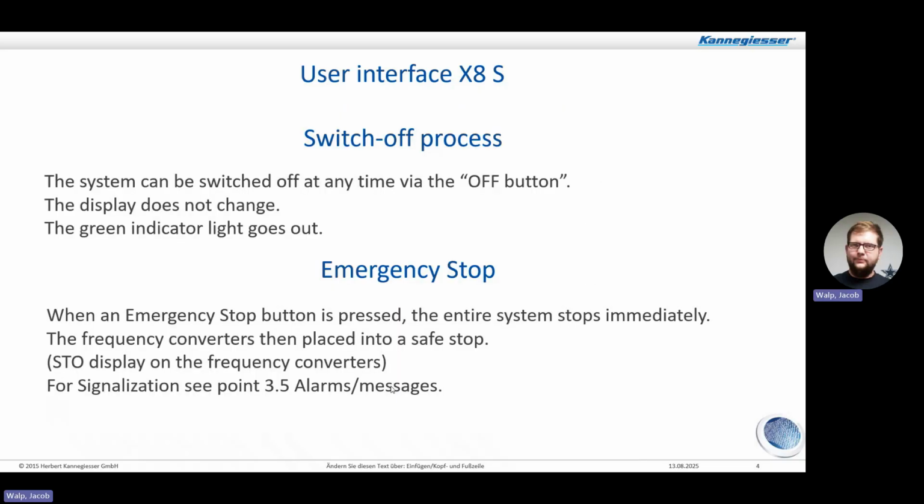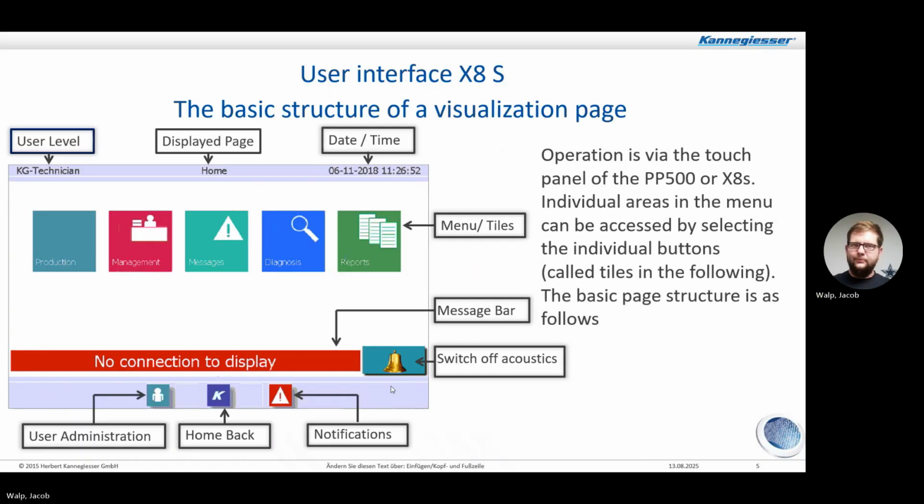Switch off process. The system can be switched off at any time via the off button. The display does not change. The green indicator light goes out. Emergency stop. When an e-stop button is pressed, the entire system stops immediately. The frequency converter is placed in a safe stop. STO will be displayed on the inverters, and you also have an active alarm on your alarms page.